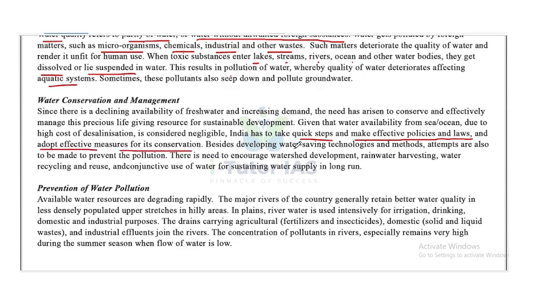Besides developing water-saving technologies and methods, attempts are also to be made to prevent pollution. There is a need to encourage watershed development, rainwater harvesting, water recycling and reuse, and conjunctive use of water for sustaining water supply in the long run. Okay, so apart from this, encouraging watershed development, rainwater harvesting, water recycling and reuse, then conjunctive use of water for sustaining water supply in the long term.